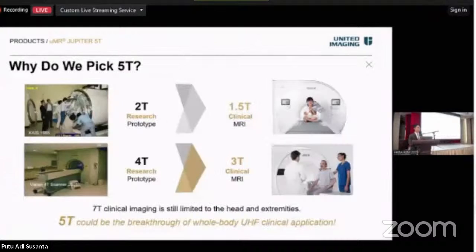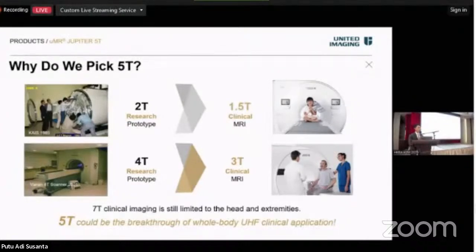In the end, why did we pick the 5 Tesla? There is a bit of history in here as well, because if you look at the first prototypes of MRI, we had a 2 Tesla scanner as a prototype in the 1980s. What we end up with today is the 1.5 Tesla for our routine clinical work. We also had earlier prototypes of 4 Tesla MRIs. Maybe there are a couple, 3 or 4 in the world. However, we settled with the 3 Tesla MRI for higher field, and that's a clinical workhorse.